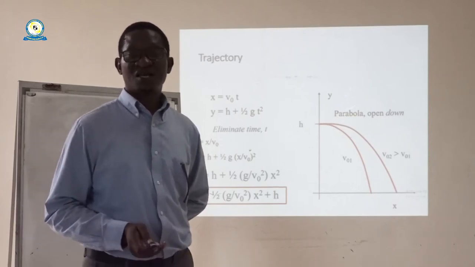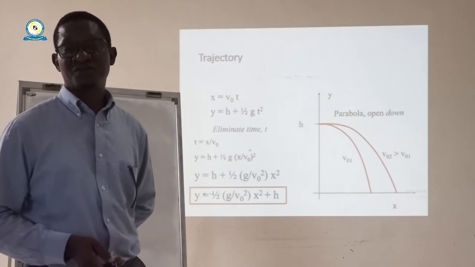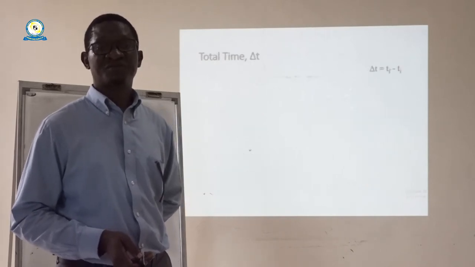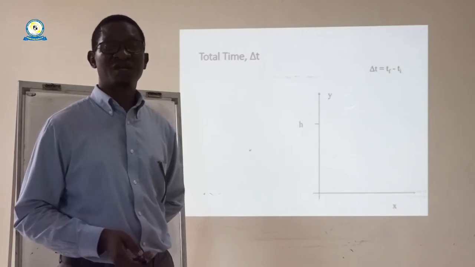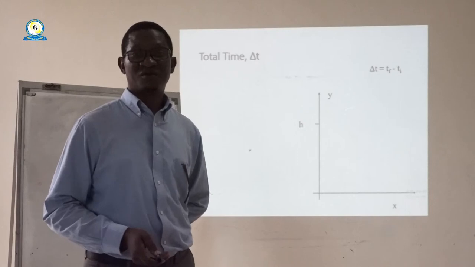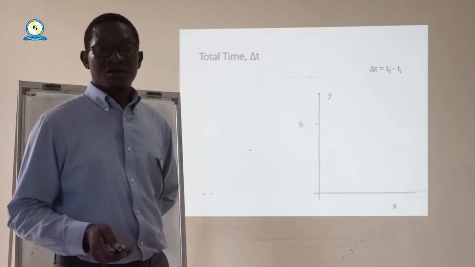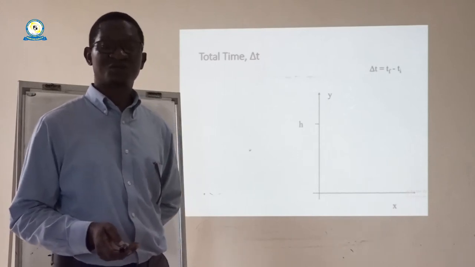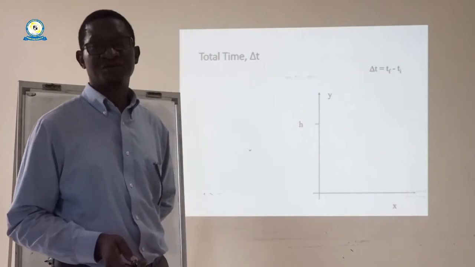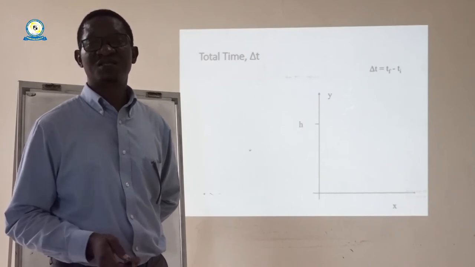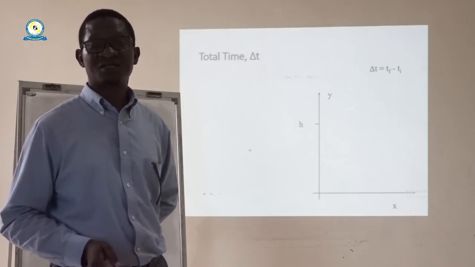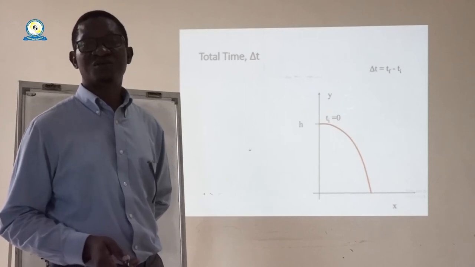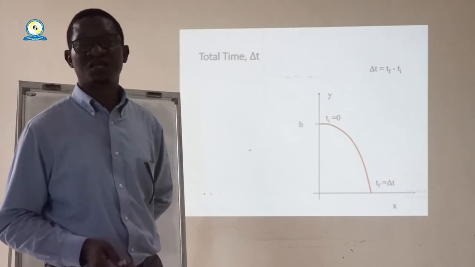These two graphs mean two different cases: if you change velocities, you can change the positions. You can also find the total time for travel. We saw that total time of horizontal motion equals total time of vertical motion. Here we say delta t is equal to time final minus time initial. Time initial is zero, time final is delta t.